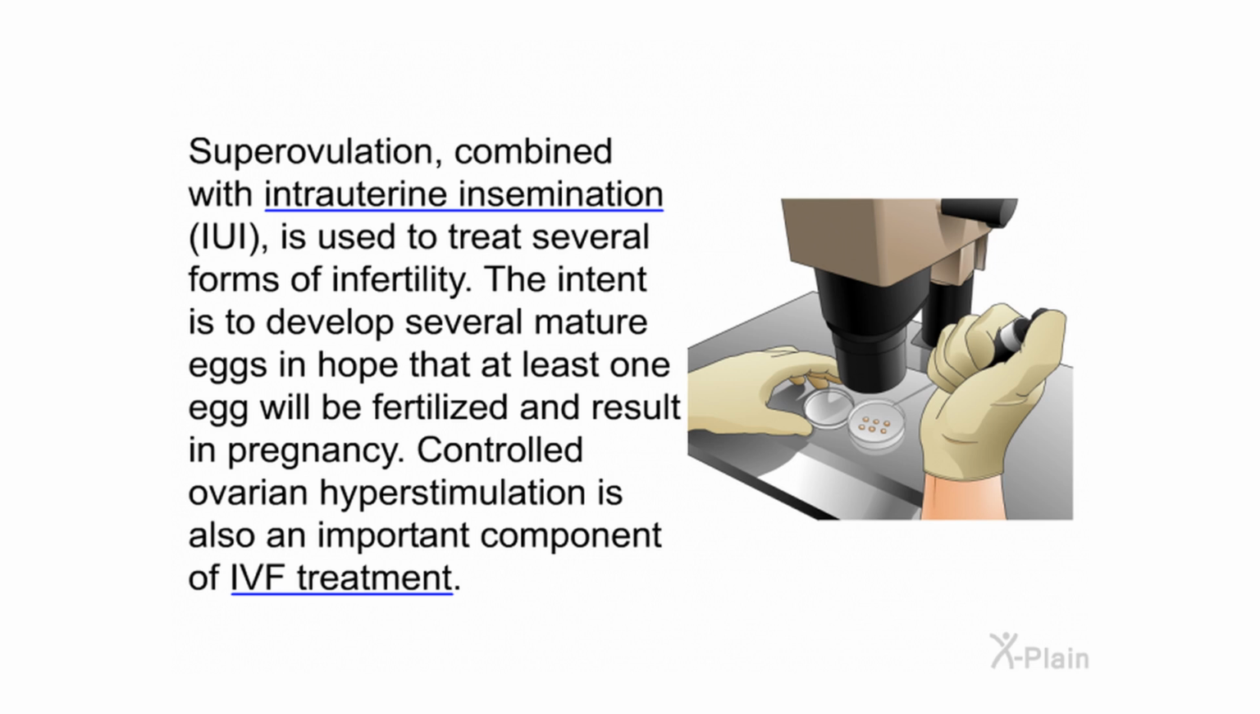Superovulation combined with intrauterine insemination, IUI, is used to treat several forms of infertility. The intent is to develop several mature eggs in hope that at least one egg will be fertilized and result in pregnancy. Controlled ovarian hyperstimulation is also an important component of IVF treatment.